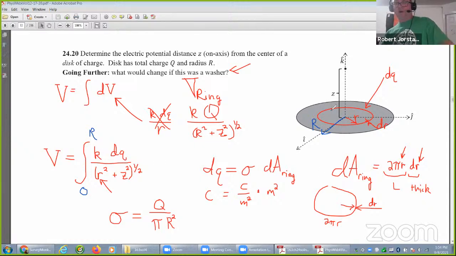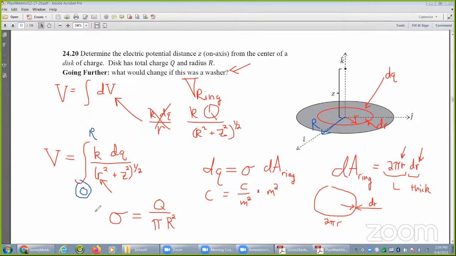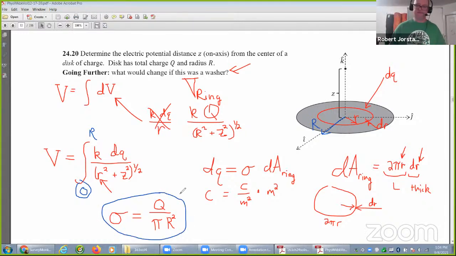So if you had a washer, you might expect the lower limit to change. Anything else or not? Your lambda or your density. Yes, density. There you go. That would change to some more complicated formula, but the procedure is still the same. Now, I have no idea if that made any sense to you or not, but I'm hoping that we put a lot of time into these types of problems earlier so that this is now a little bit easier. I don't know if that's going to be true.